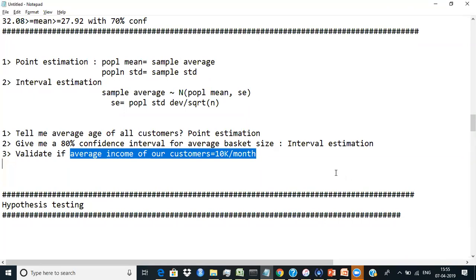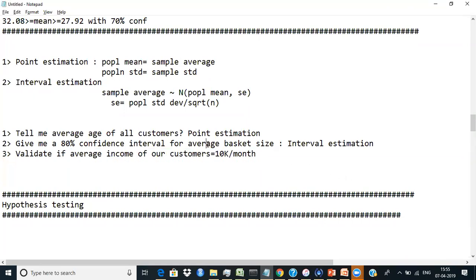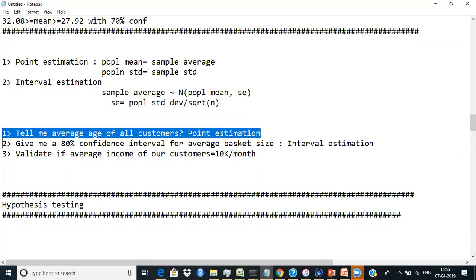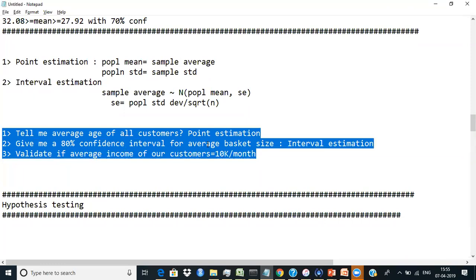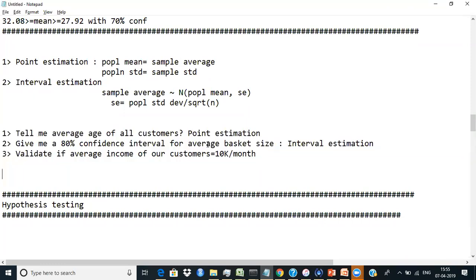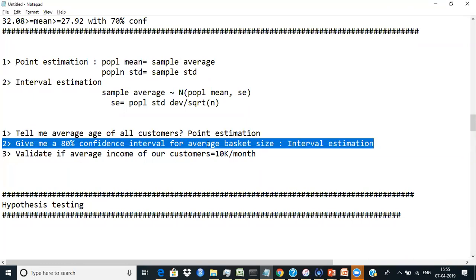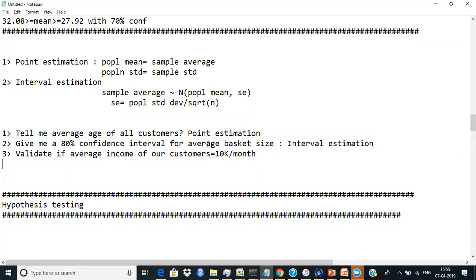Make sense? These are the three kinds of questions that can be answered either by point estimation or interval estimation, and the third one is answered by hypothesis testing. Basket size is the amount of money that a customer spends on a single trip. Okay. Now, hypothesis testing, right?